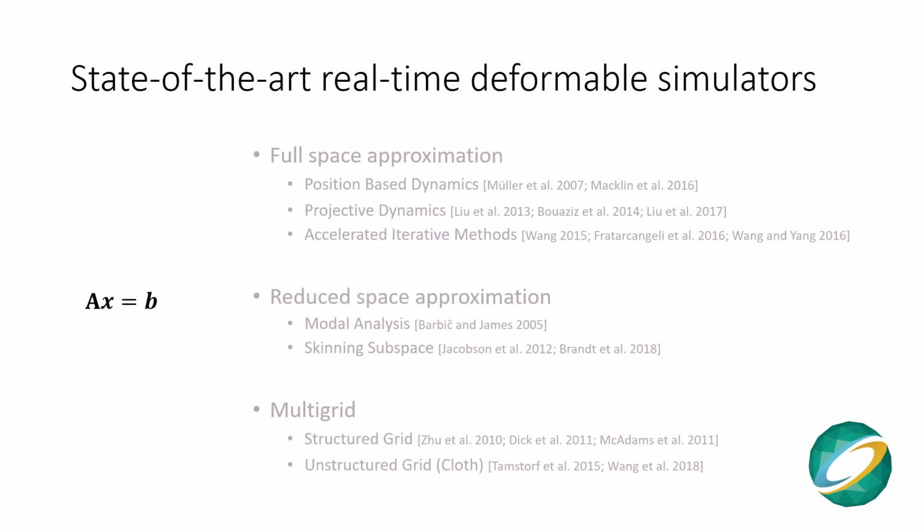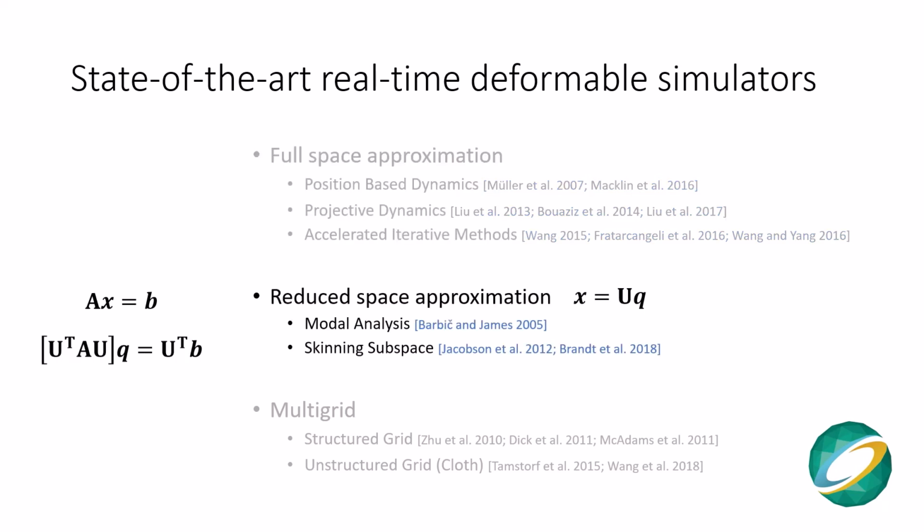Many works have been done to accelerate this linear solve over a decade. For example, there are methods using a prefactorized system matrix to approximate the real stiffness matrix, like projective dynamics. There are also methods trying to apply iterative solvers to the nonlinear optimization problem directly, such as position-based dynamics or the Chebyshev semi-iterative solver. The scalability of those full space approximation methods usually gets hindered by either a high memory cost or a bad convergence behavior.